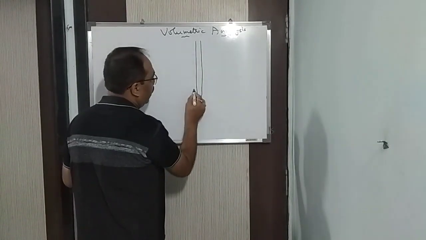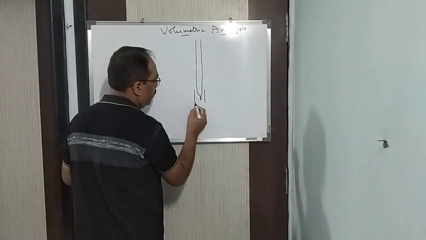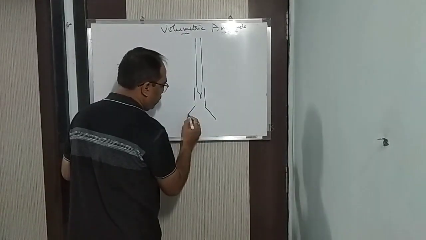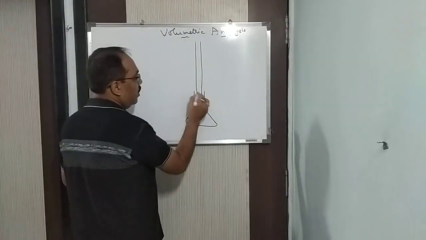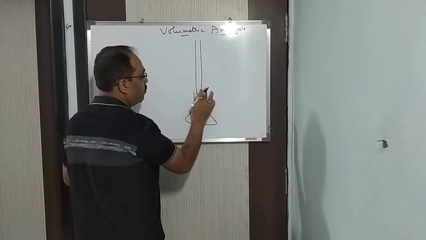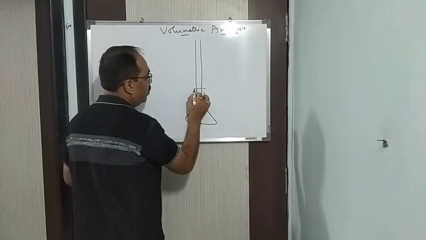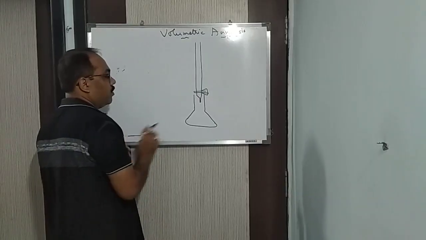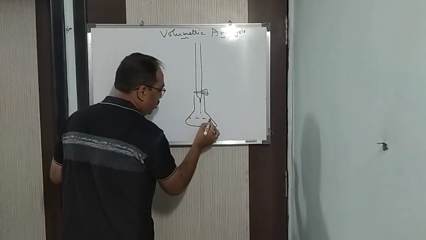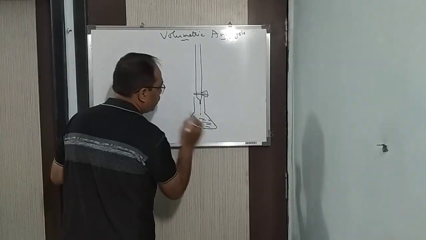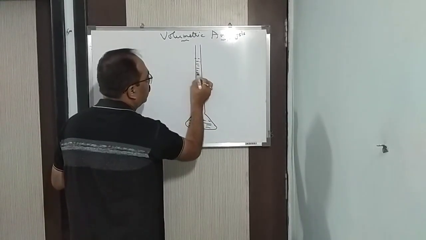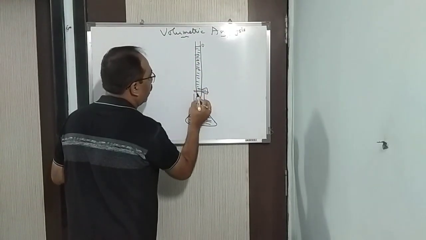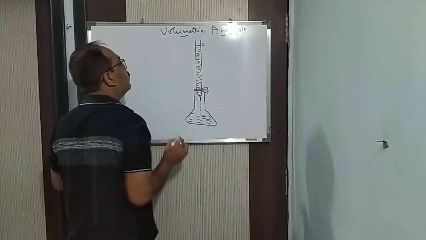Next, we take a conical flask, which is also sometimes called a titration flask. This is the stopcock, and drop by drop the liquid falls into this titration flask, and we are filling the burette up to the 0 mark.